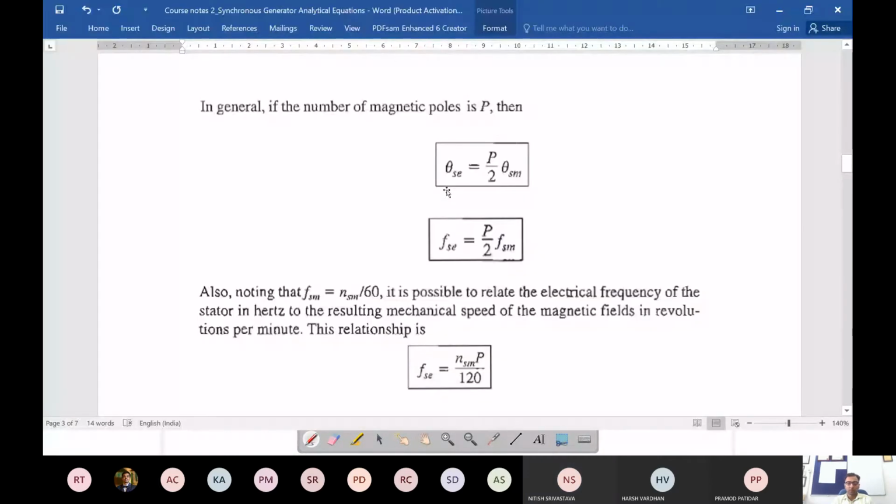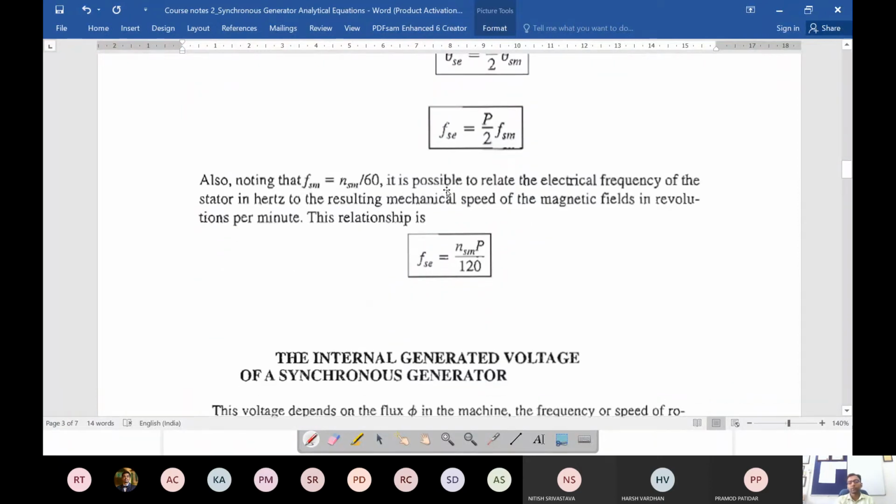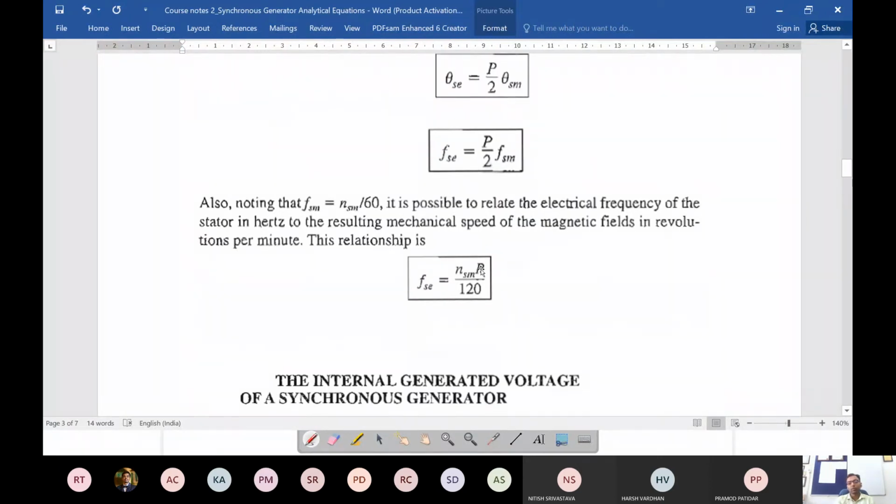Okay, so let's move ahead. This is the one fundamental equation which is always true for synchronous generators, and based on whatever synchronous speed we can afford to have in a given situation, we design the machine for a given number of poles. So the only interaction is between these two frequencies.